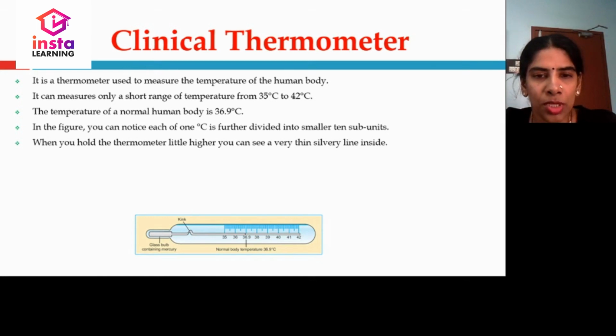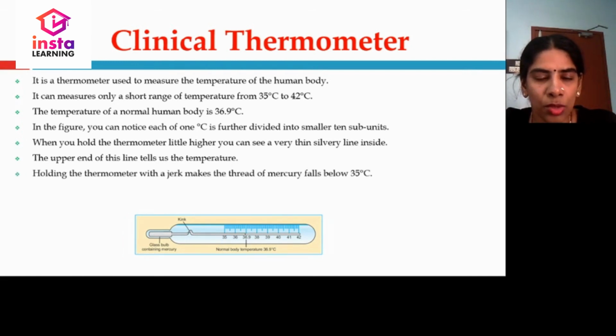When you hold the thermometer a little higher, you can see a very thin silvery line inside. The upper end of this line tells us the temperature. Holding the thermometer and giving it a jerk makes the thread of mercury fall below 35 degrees Celsius. So after finding out your temperature during fever, your mother will give a jerk to the thermometer so that the mercury falls back to the bulb.